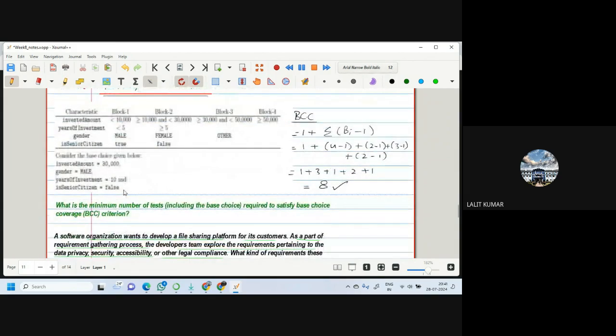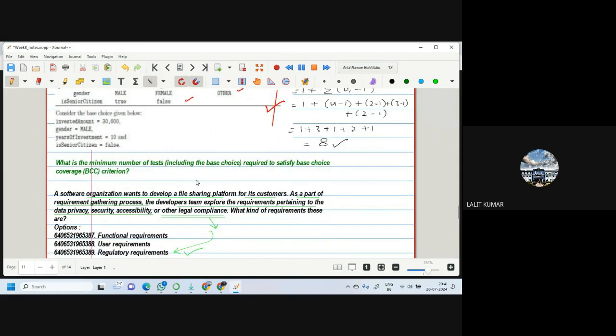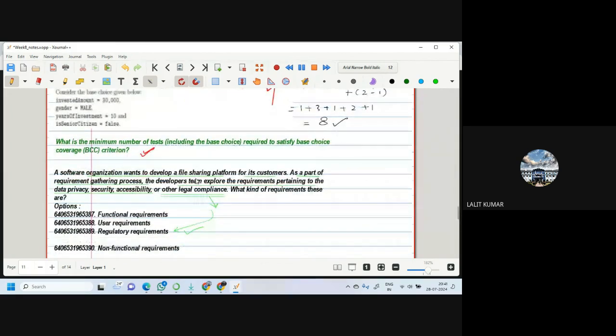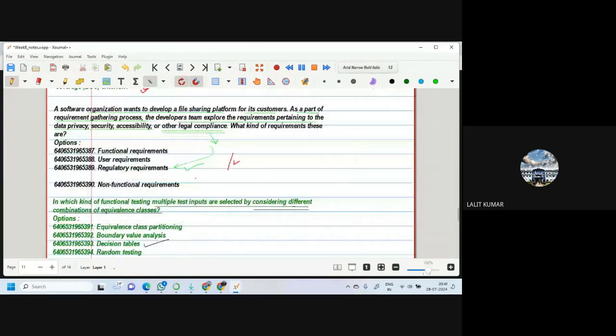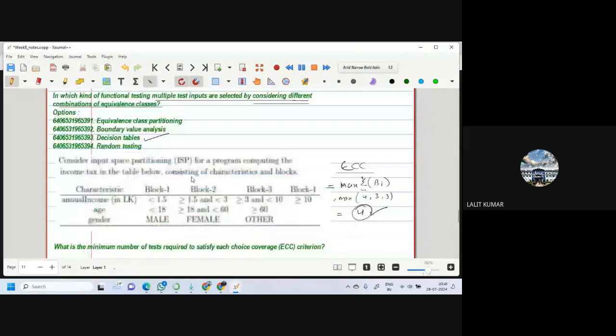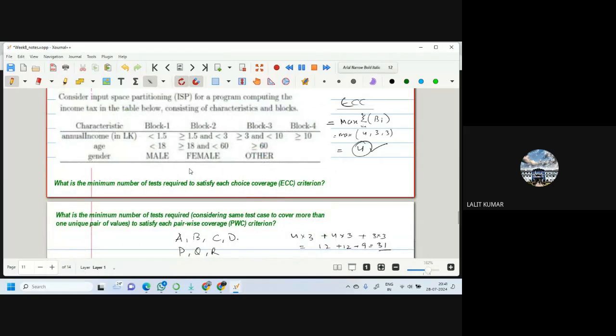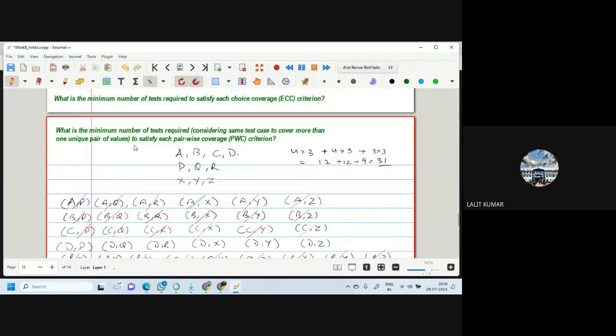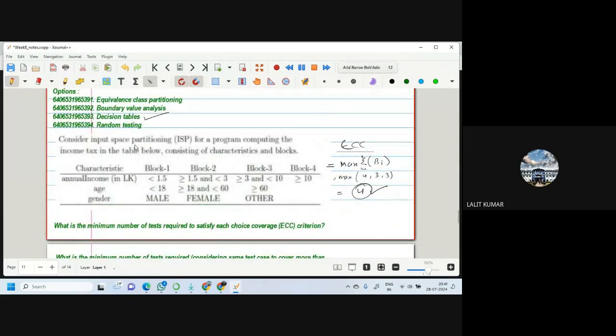Now this question is again on the number of characteristics, partitions, BCC. Easily we can find out using the formula, the minimum number of test cases. Then the requirements, this we know, the functional requirement. Now again, this is about the number of tests required for ECC. ECC is always the max: 1, max 2, 3, 4. So 4. Clear. Very simple.